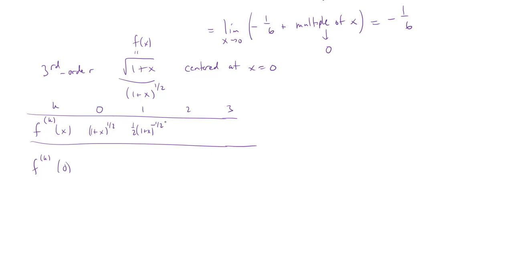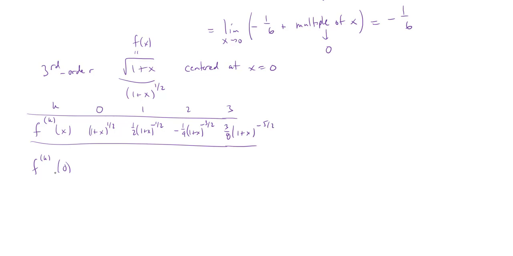Now I take another derivative. Negative 1/2 times 1/2 will be negative 1/4, 1 plus x to the negative 3/2 power. One more derivative, so let's see. Negative negative is positive. 1/4 times 3/2 is going to be 3 over 8, 1 plus x to the negative 5/2 power.